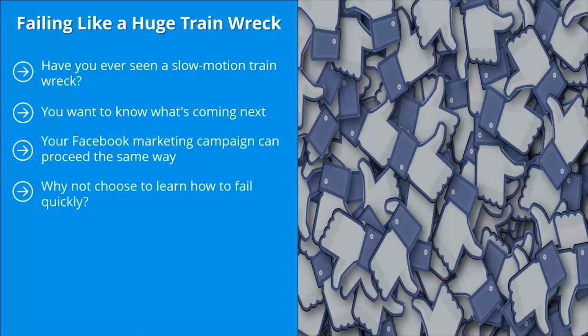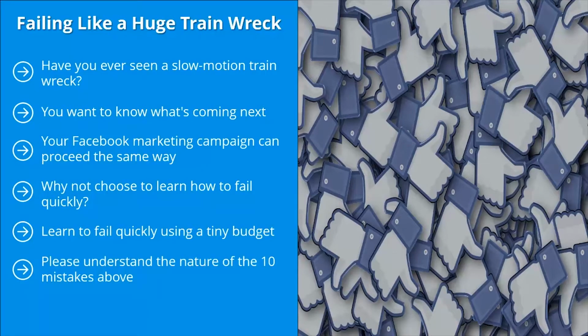Why not choose to learn how to fail quickly? Since you're not going to make 100% of your shots, learn to live with this fact and move on. Learn to fail quickly using a tiny budget. This way, you can run many different experiments. Even though the vast majority of them are failures, that's okay. You only spend a fairly small amount of money figuring out winning ads. Please understand the nature of the 10 mistakes above. Imagine yourself being in situations where these mistakes are likely to take place. Learn how to spot them well in advance. Prepare your plan B, should you find yourself committing these mistakes.